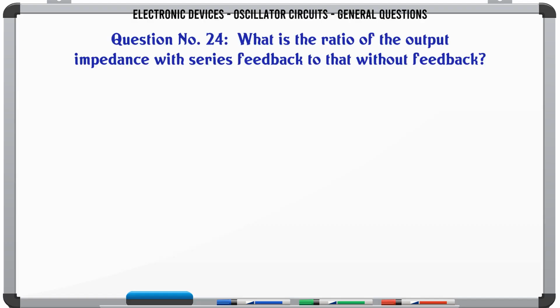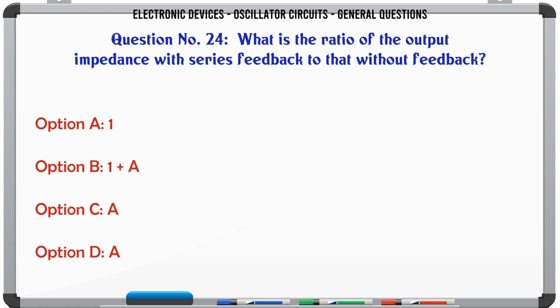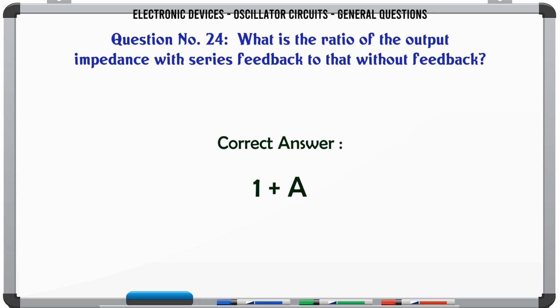What is the ratio of the output impedance with series feedback to that without feedback? A: 1. B: 1/(1+Aβ). C: 1+Aβ. D: Aβ. The correct answer is 1/(1+Aβ).